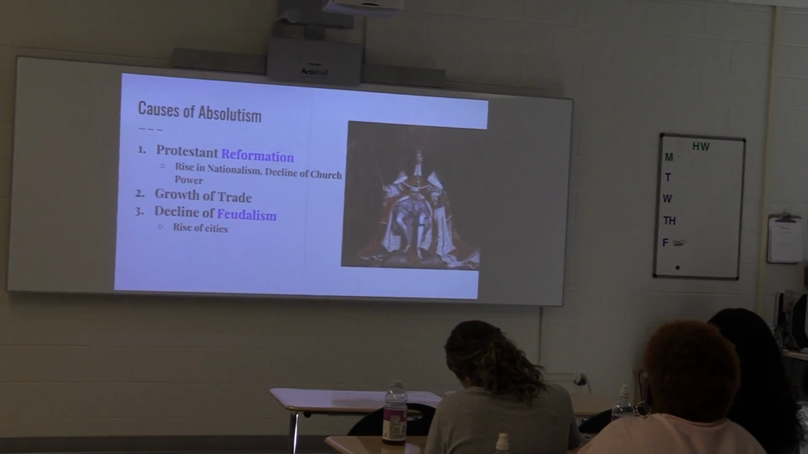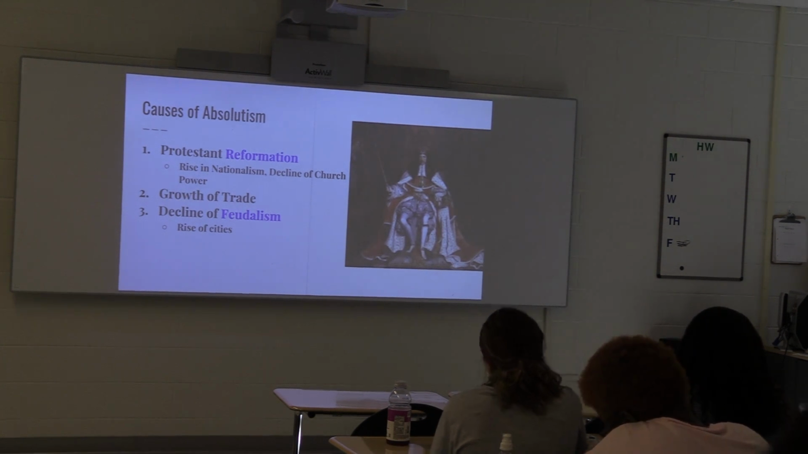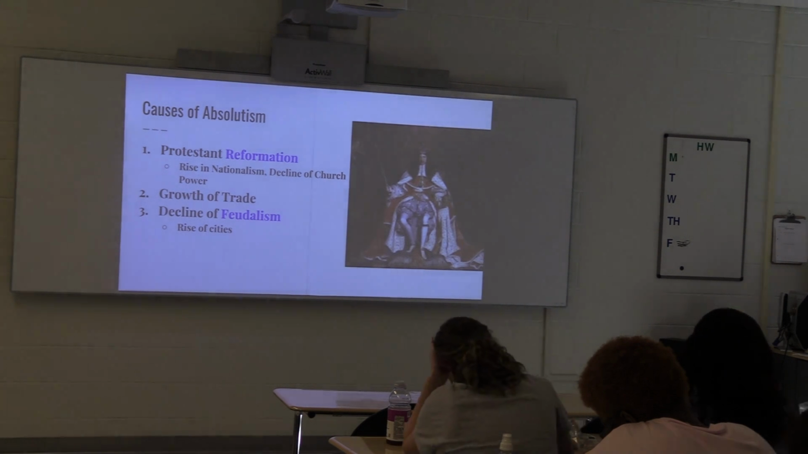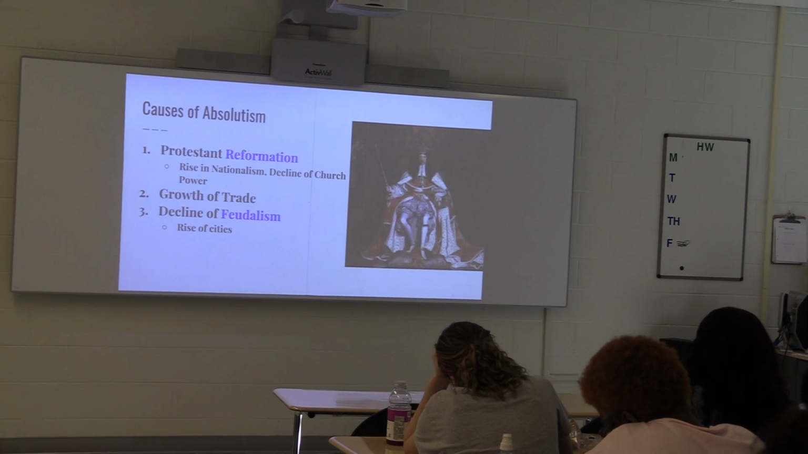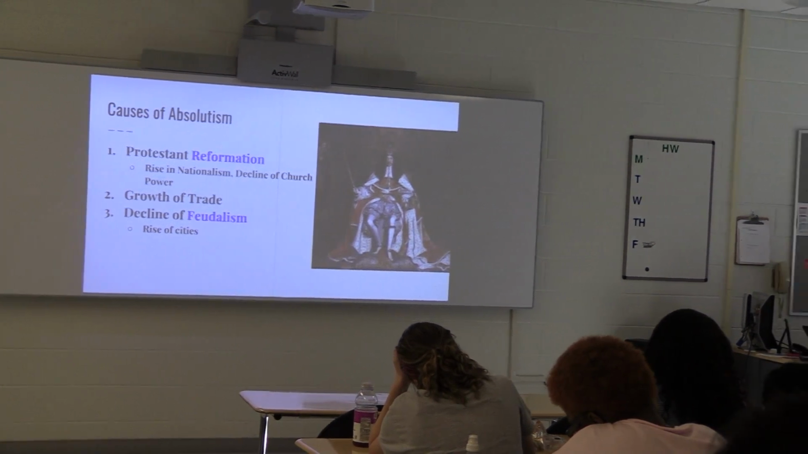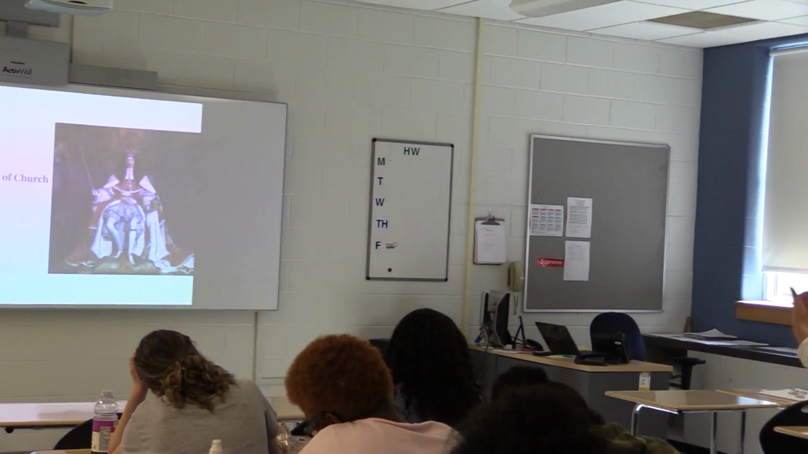Okay, so the causes of absolutism. These are things that we already talked about, right? It's the Protestant Reformation, the growth of trade, and the decline of feudalism. So an absolutist government, we're going to look at the exact definition in just a second, but an absolutist government is a government in which there's a ruler who has complete control. They have control over every aspect.